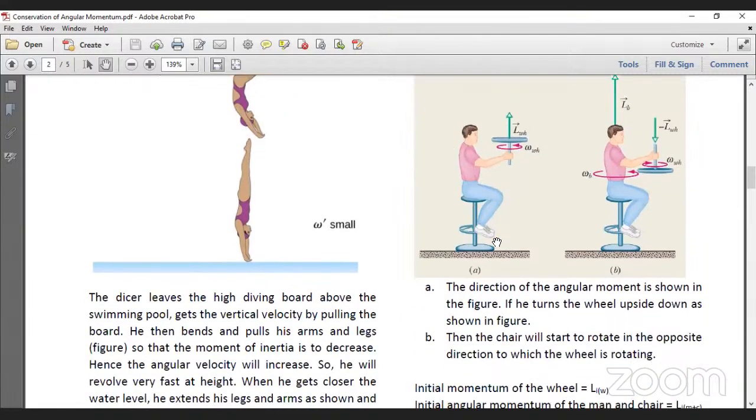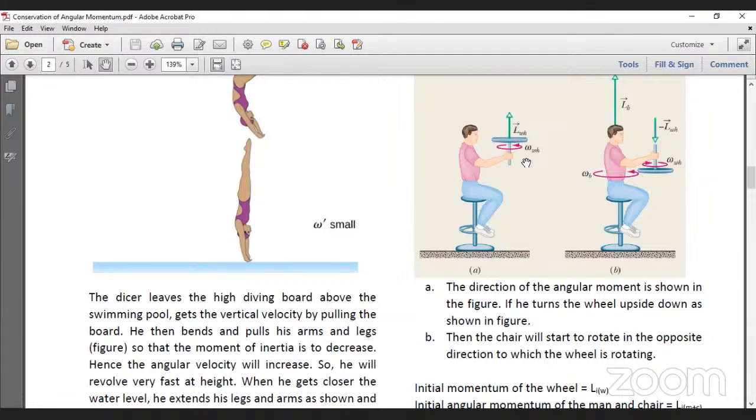In here, the person is also on a rotating chair, right? A turntable like that. And we give a wheel which is rotating, right? When this wheel is rotating, its angular momentum is upward, because it rotates in this direction, right? Then nothing happens, because initially the wheel has angular momentum upward, and also when you give this wheel to the person's hand, the angular momentum is upward. So nothing changed, right?